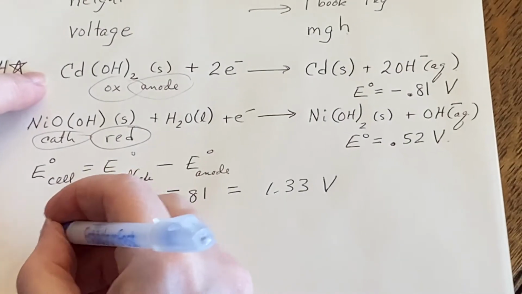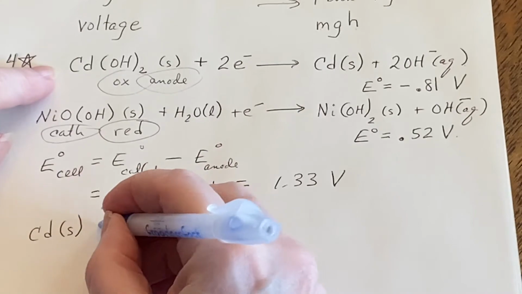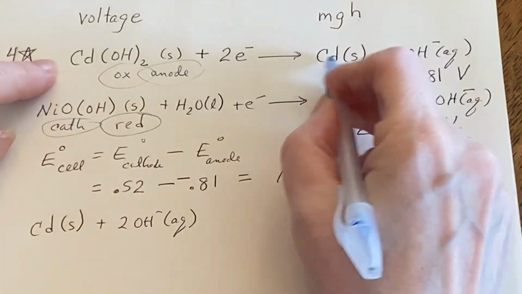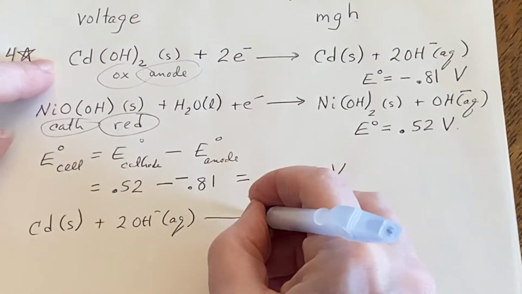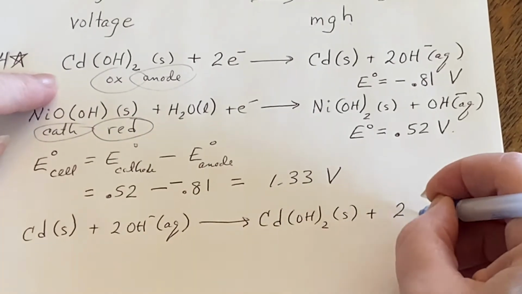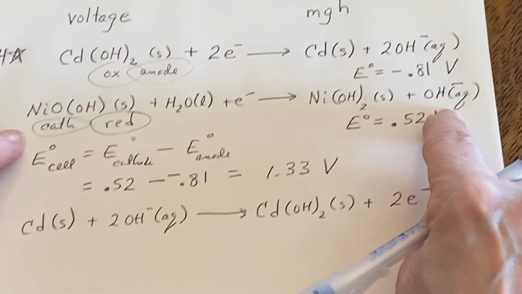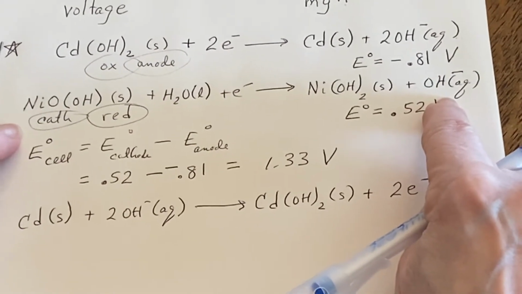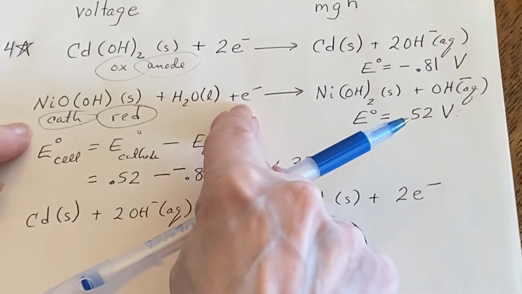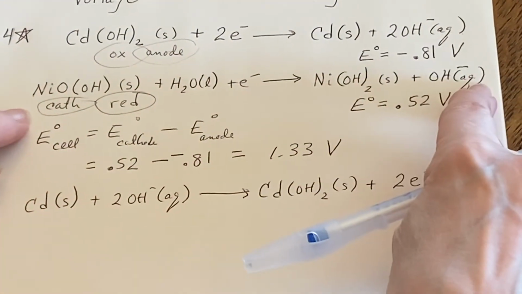So let me flip it. I'll write cadmium as a solid first, and then the hydroxide ion that's with it. Okay, that's everything that was over here, becoming the cadmium hydroxide and 2 electrons. So I flipped it. This one is in the correct order. However, I noticed that if I'm going to combine it with this, it only has 1 electron here and not 2.